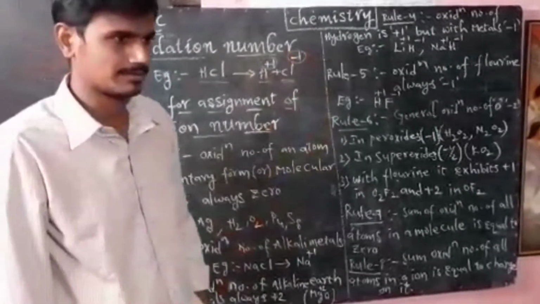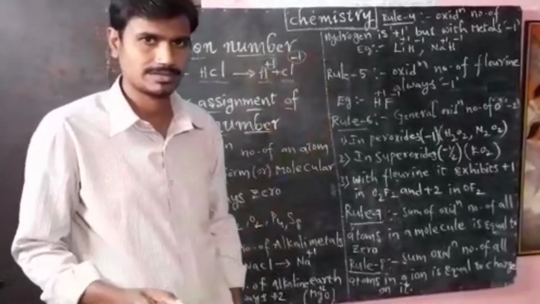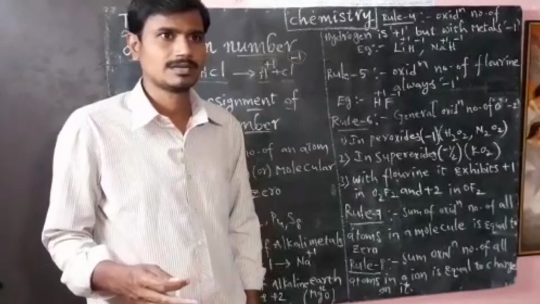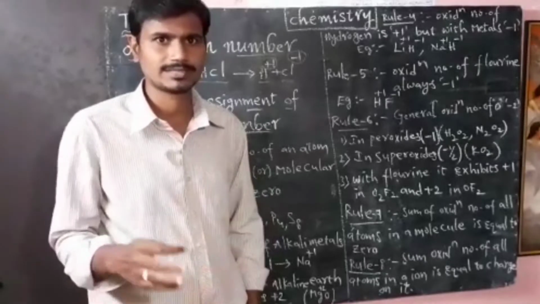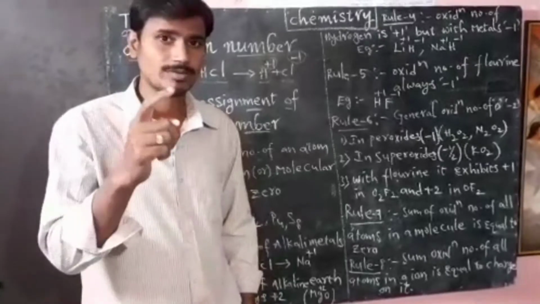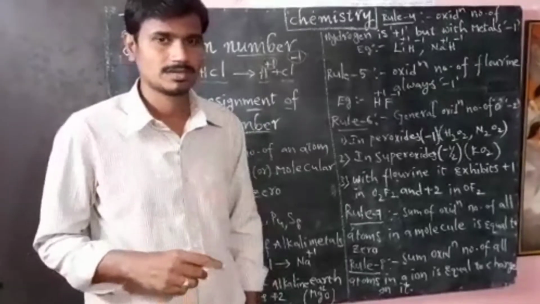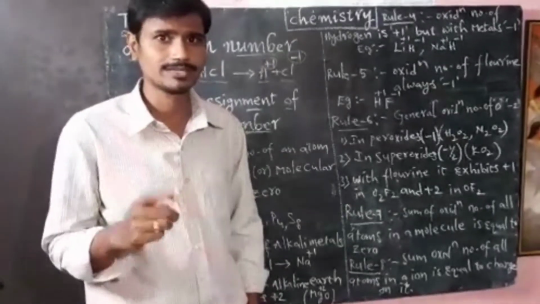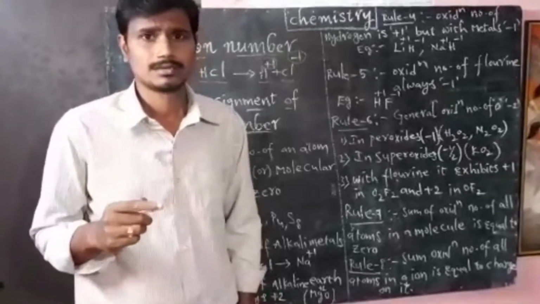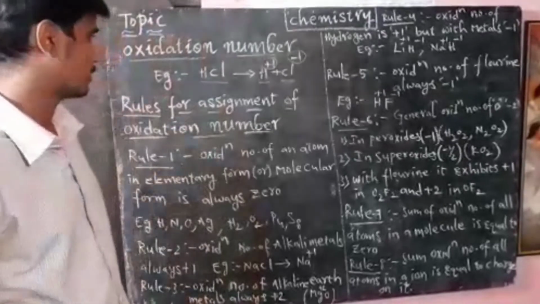See the difference between valency and oxidation number. Valency of an element we represent without any charge. For example, sodium valency is 1, but sodium oxidation number is +1. Valency of chlorine is 1, but oxidation number of chlorine is -1.